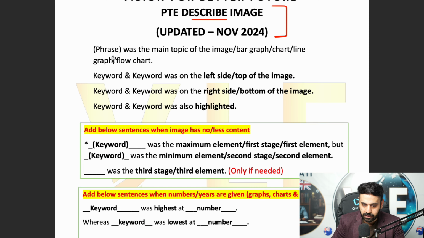The very first sentence is going to be the same. That phrase was the main topic of the image. If it is a bar graph, you're going to say bar graph. If it's a chart, you're going to say chart. If it's a line graph, flow chart, and so on, you're going to say it as it is.